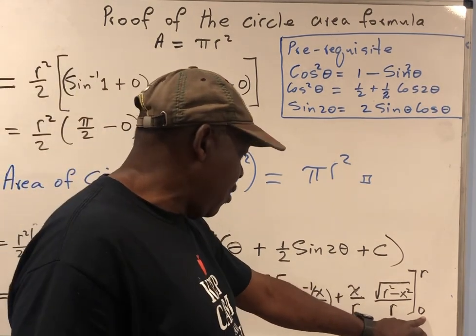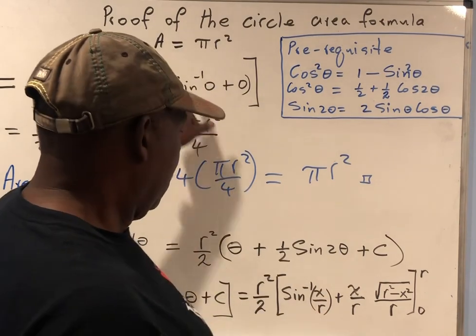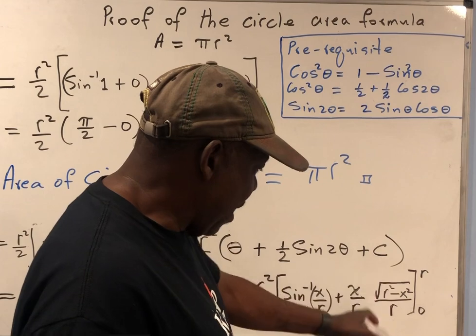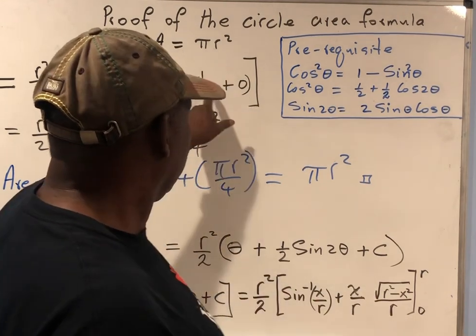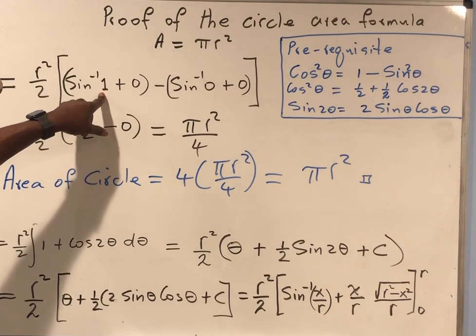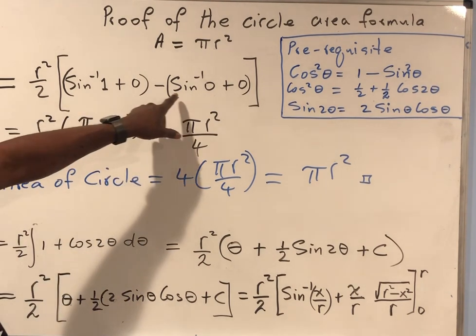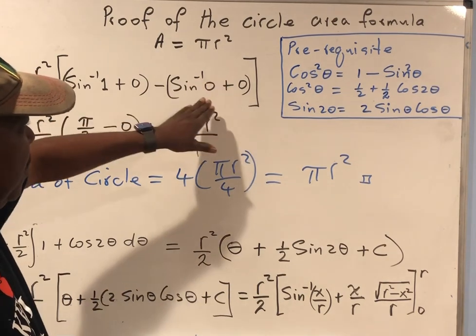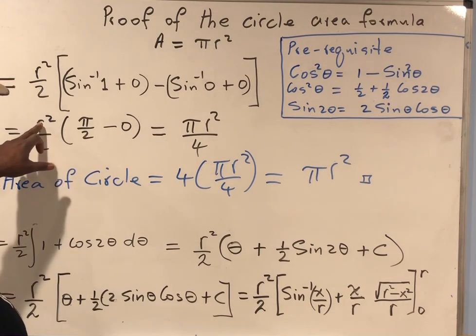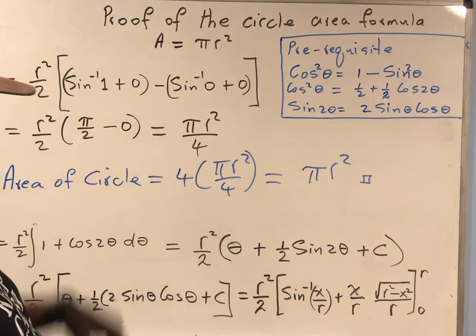And now we plug in 0 for x, and we get sine inverse 0. And plug in 0 here for x, that's going to be 0 multiplied by whatever we have there. So this term is also 0. So we're subtracting 0. And now sine inverse 1 is equal to pi over 2. And we are subtracting. That term is going to be 0 plus 0, which is 0. So all we have left is r squared over 2 times pi over 2 equals pi r squared over 4.